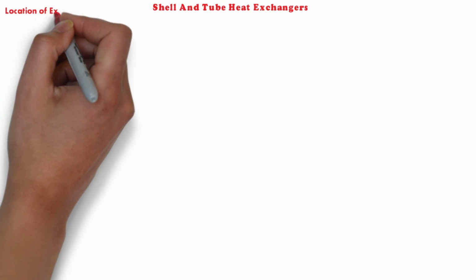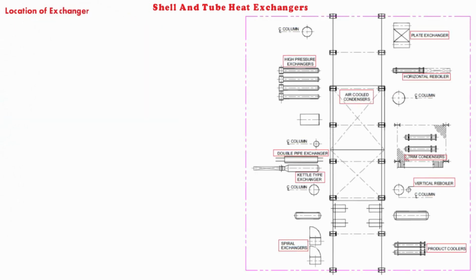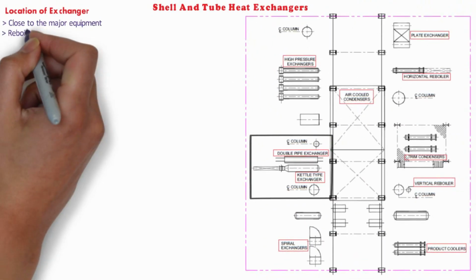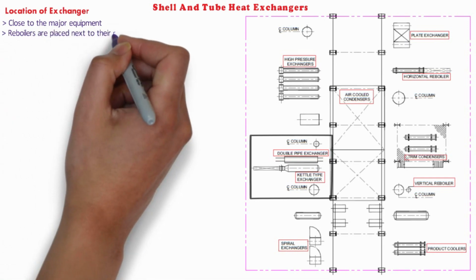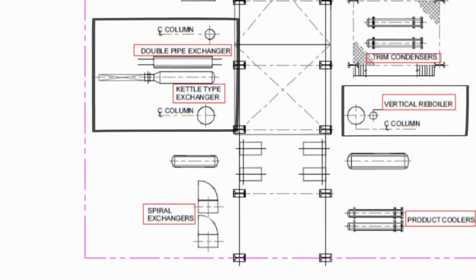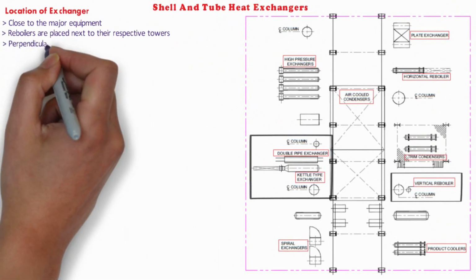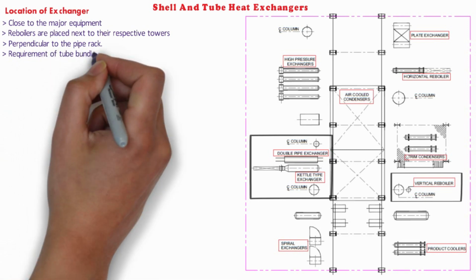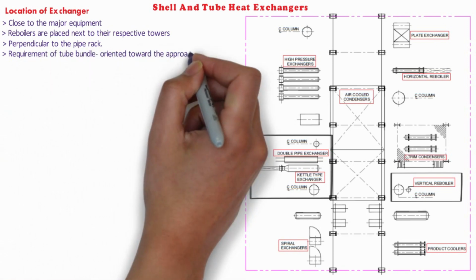When it comes to location, the important points to keep in mind are: exchangers should be located close to the major equipment with which they are associated in PFD or P&IDs. Reboilers are placed next to their respective towers and condensers are placed over reflux drums. Exchangers between two distant pieces of process equipment should be placed at optimal points in relationship to pipe racks. Shell and tube heat exchangers are generally located perpendicular to the pipe rack. If removal of the tube bundle is required for maintenance, it is oriented towards the approach side as shown.